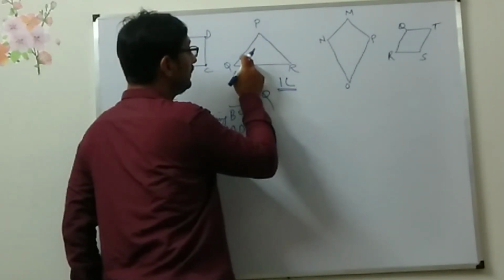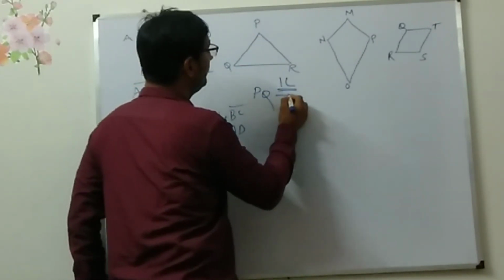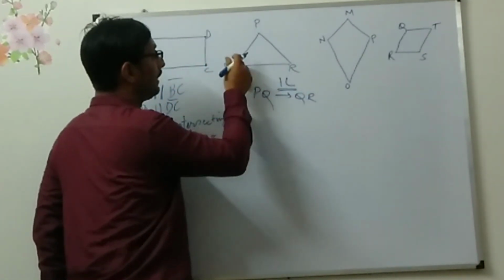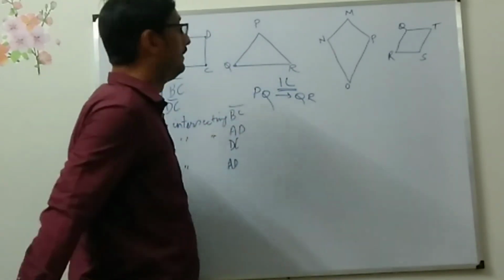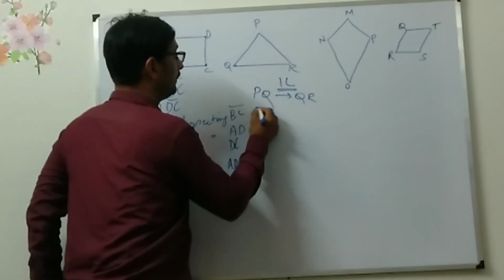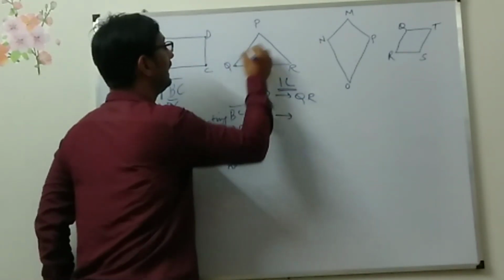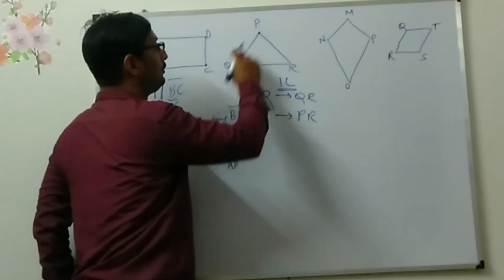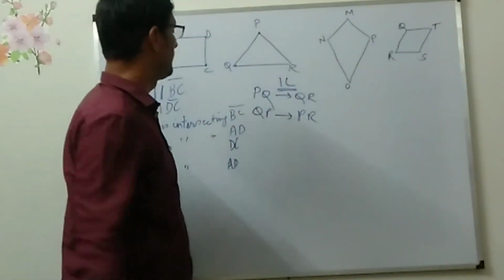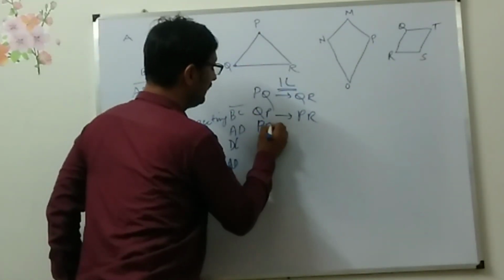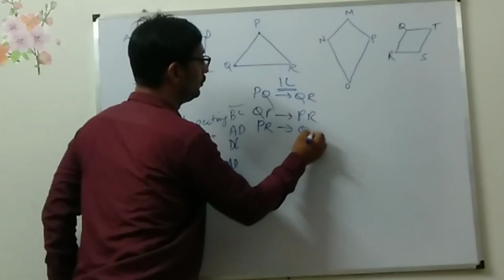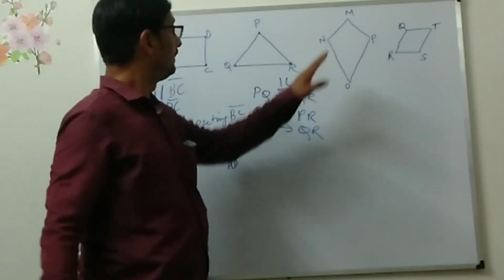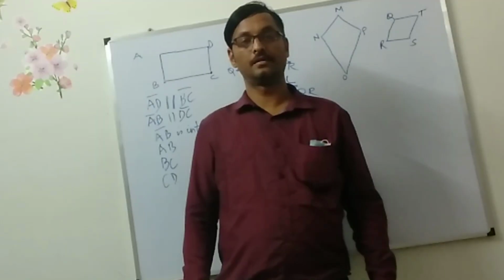PQ's intersecting line is QR. Q is the point where PQ and QR are meeting. QP's intersecting line is PR. At P, QP and PR are meeting. PR's intersecting line is QR. They are meeting at point R. There is no parallel line in this.